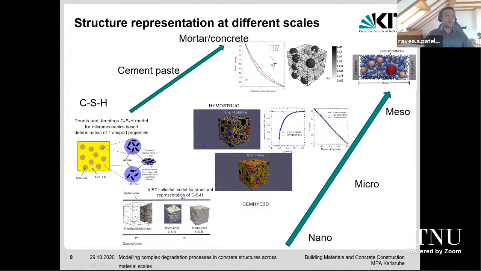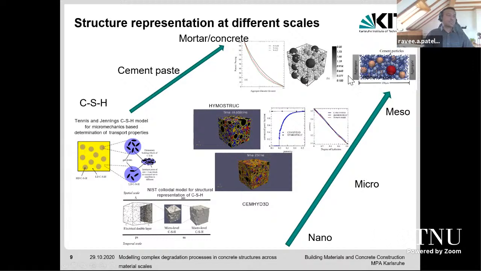At the mortar or concrete scales, the representation of aggregate as spheres is more or less considered a suitable representation. This has been demonstrated by different researchers doing studies on different shapes of aggregates. So this is a representation I normally stick with, a spherical distribution in a 3D space.